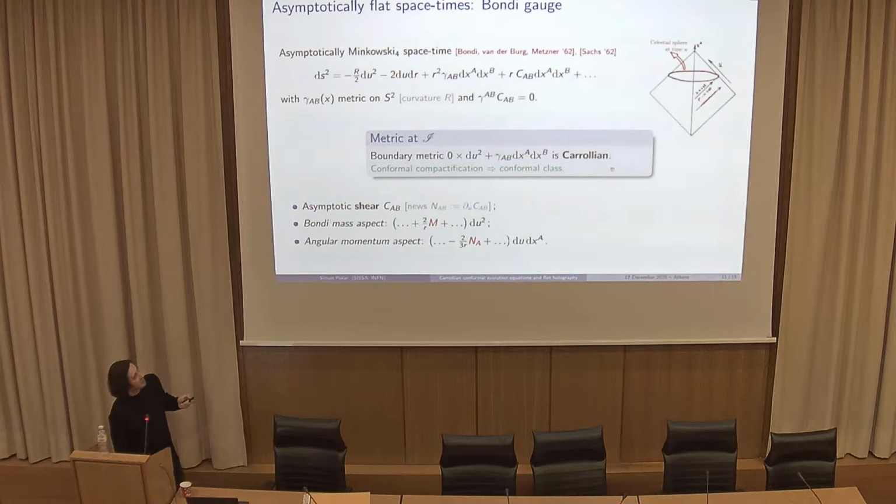So, okay, let's start with the basics, which is I will take Minkowski space-time and add some perturbations, some corrections to it in order 1/r. This is called BMS, Bondi, van der Burg, Metzner, and Sachs gauge, where the first 3 terms just encode empty Minkowski with a boundary metric gamma, and I can add some corrections in 1/r. So this is going to be my definition of an asymptotically Minkowski 4 space-time.